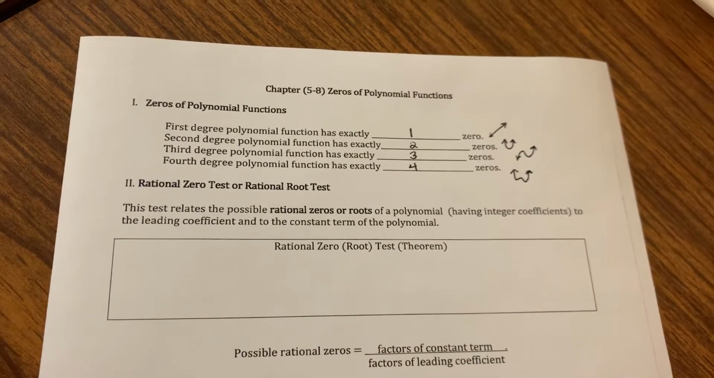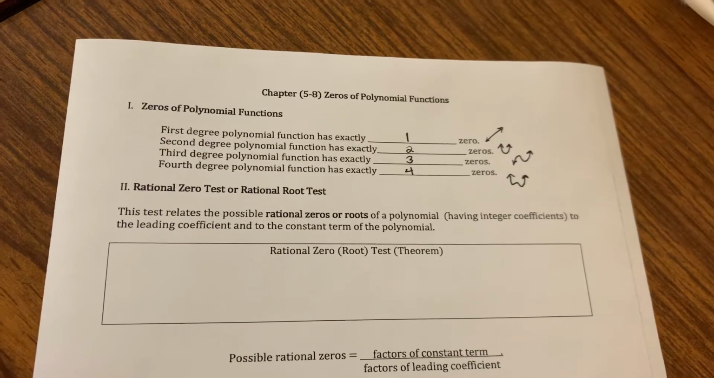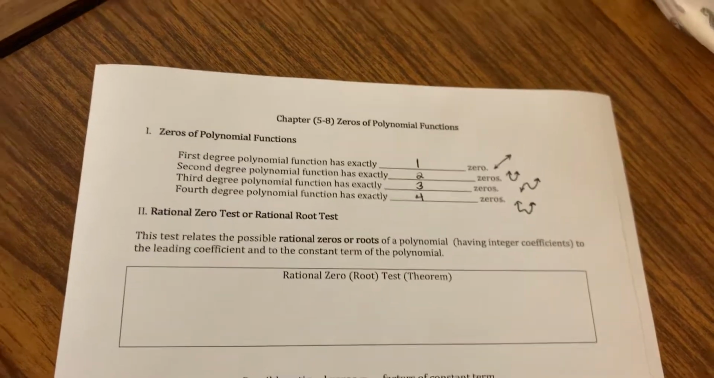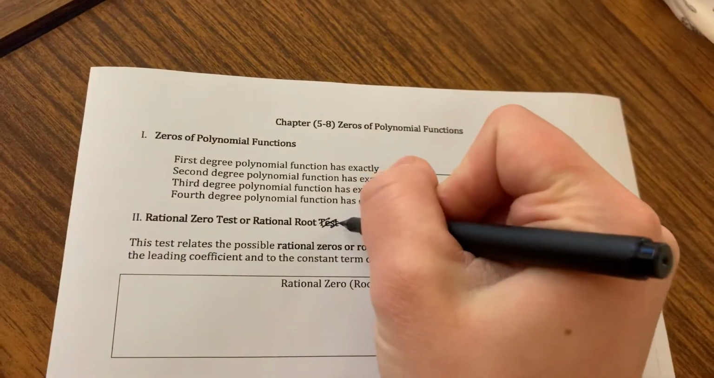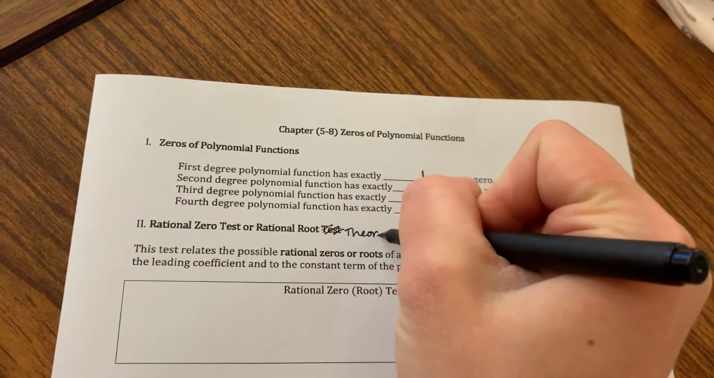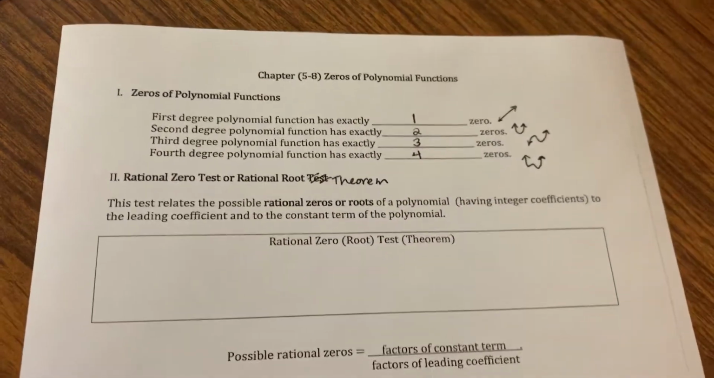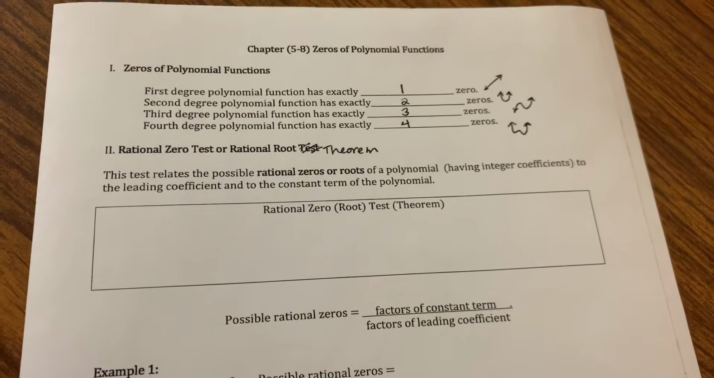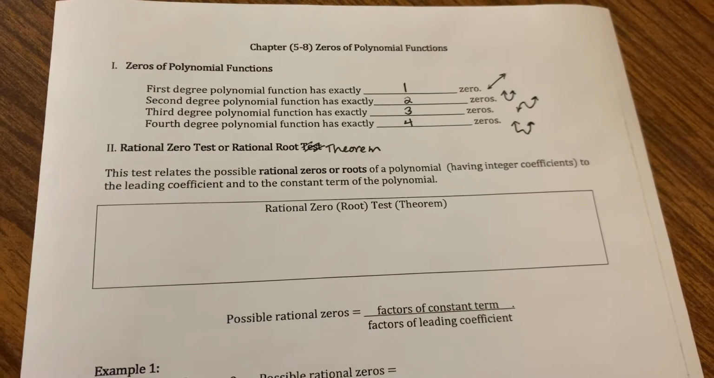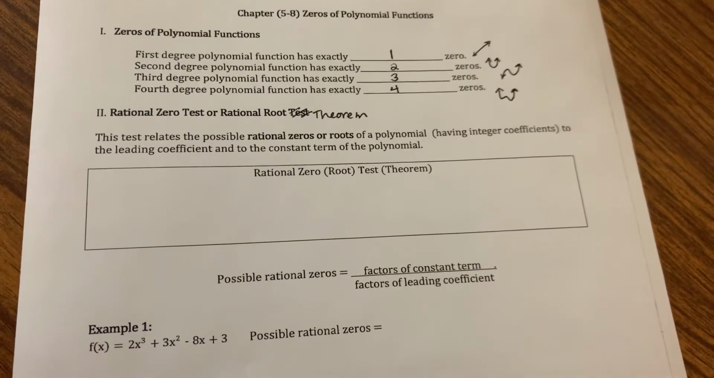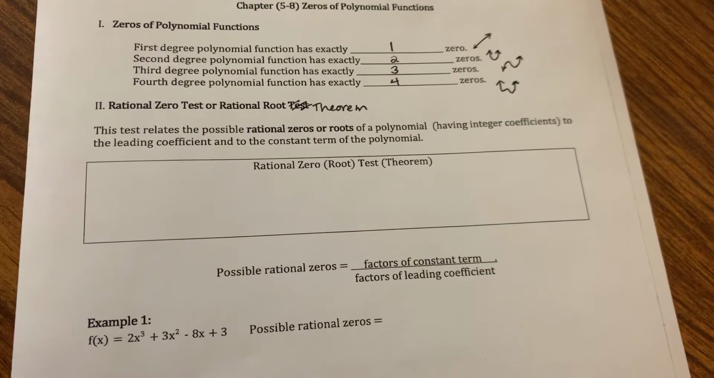Okay, rational zero test or rational root test, or rational root theorem, I should say. This test relates to the possible rational roots of a polynomial having integer coefficients, to the leading coefficient and to the constant term of the polynomial.